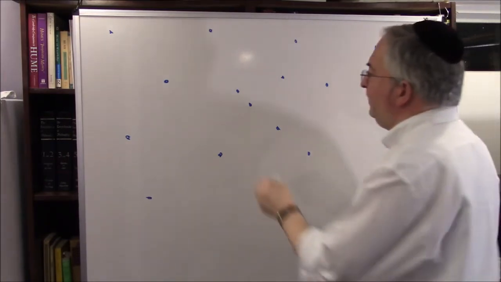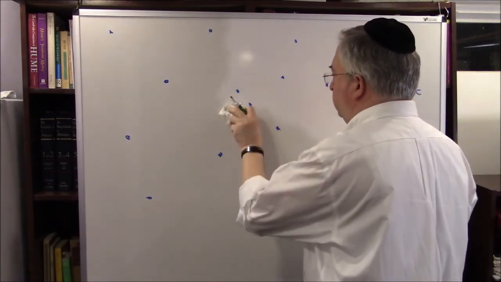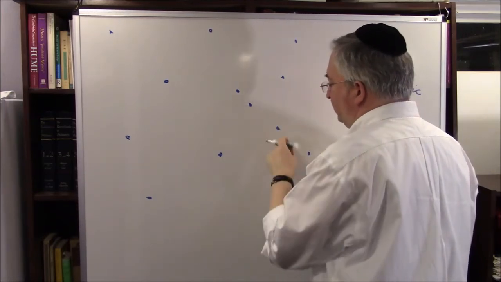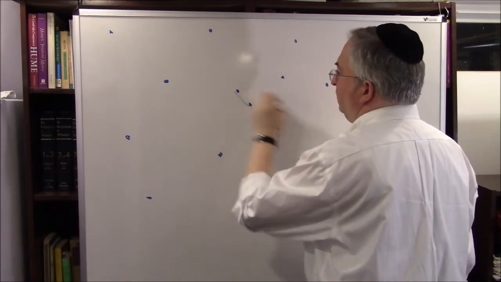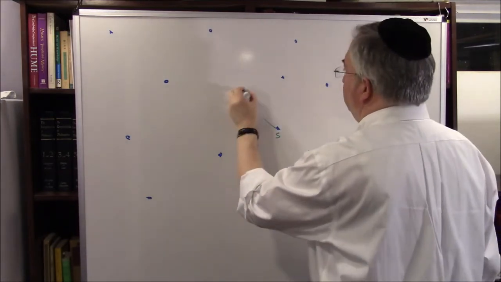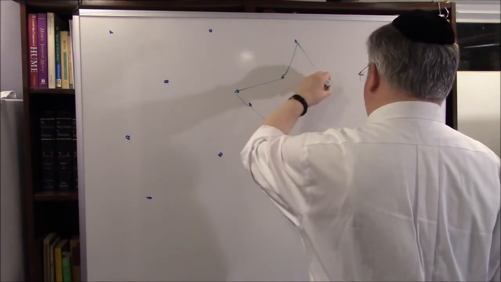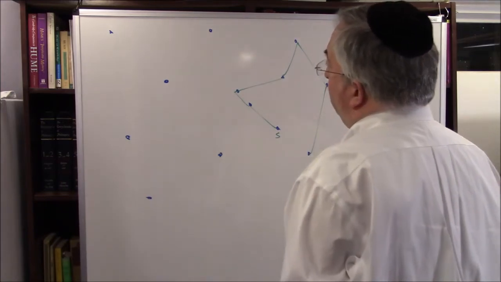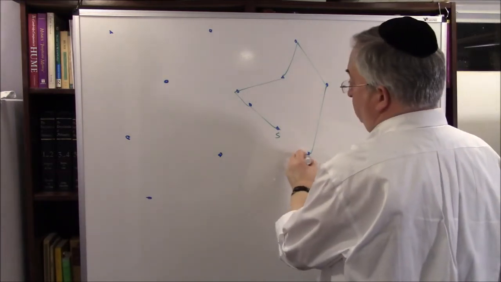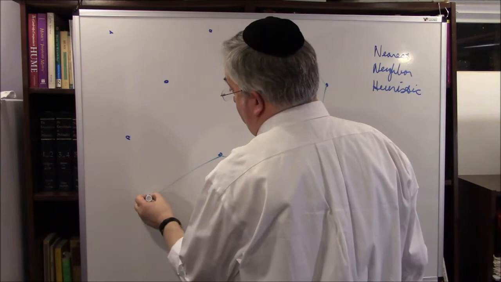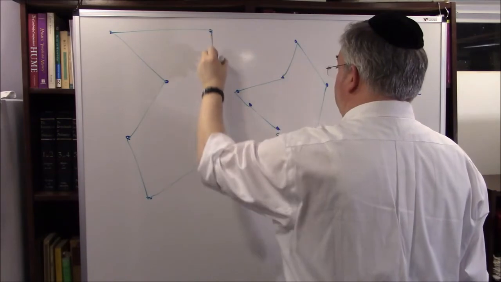Let's start here. I'm going to look for the nearest city. Actually, hold on. It's hard to take notes with this, I'm sorry. I'm going to start here. The nearest city is here. The nearest city from here is here. The nearest city from there is this one, this one, this one, this one, and then this one.